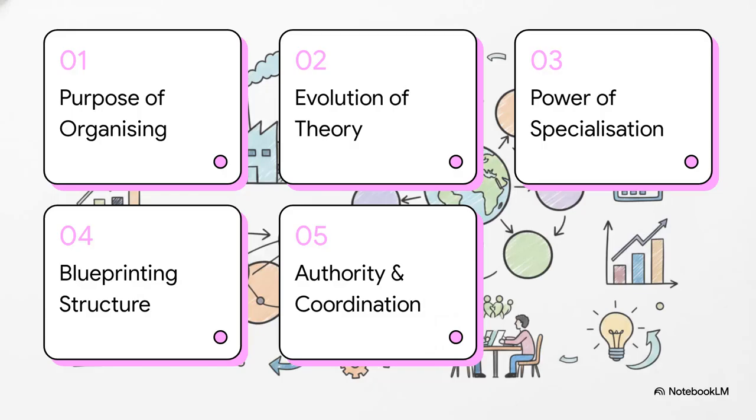Here's our mental map for today's journey. 1. The purpose of organizing. 2. The evolution of management theory. 3. The power of specialization. 4. Blueprinting the structure. And 5. Authority and coordination. Let's get right into it.